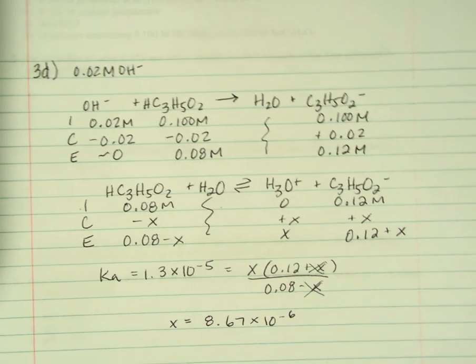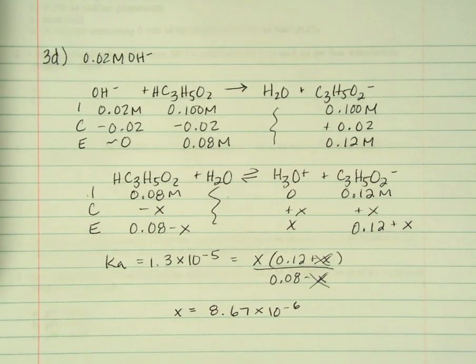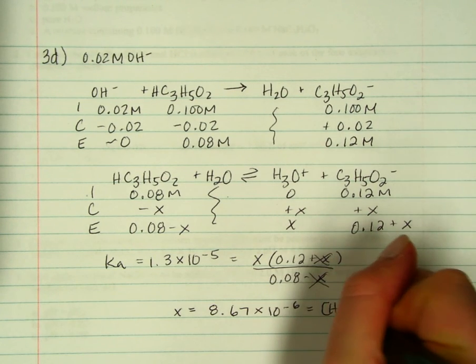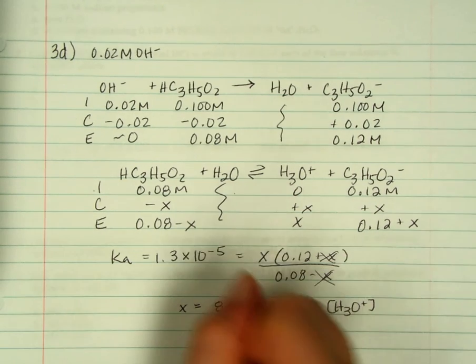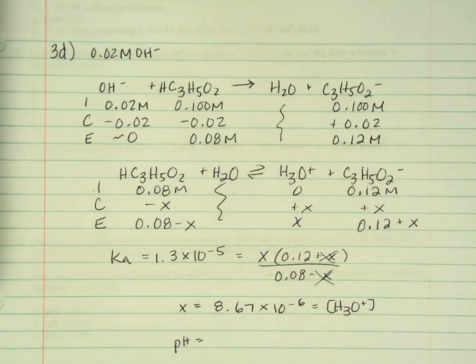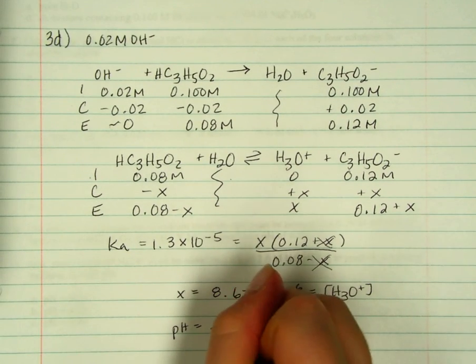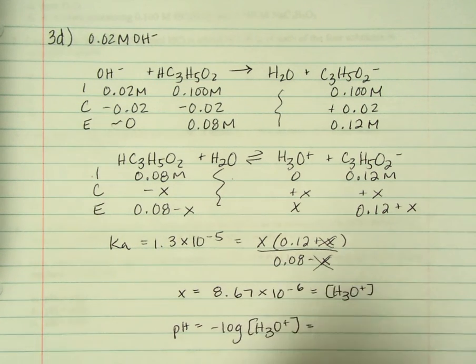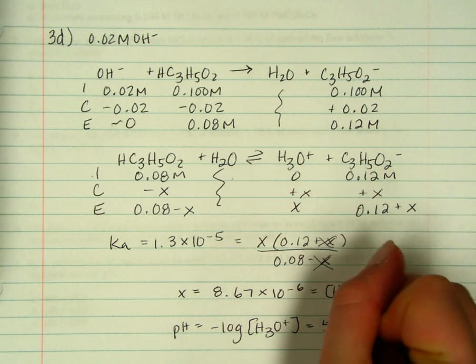So X is my concentration of H3O plus. If I look, that is the same as H3O plus. So my pH is the negative log of that. So if you put that in your calculator right now, don't be lazy and make me do it. Negative log, that answer. I get that the pH is 5.06.